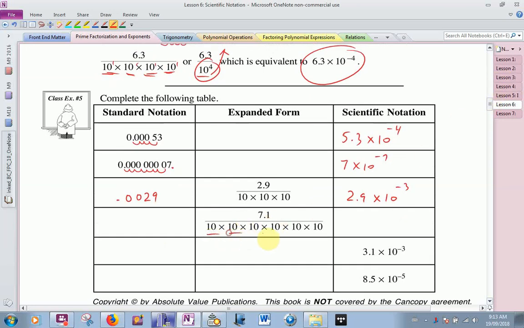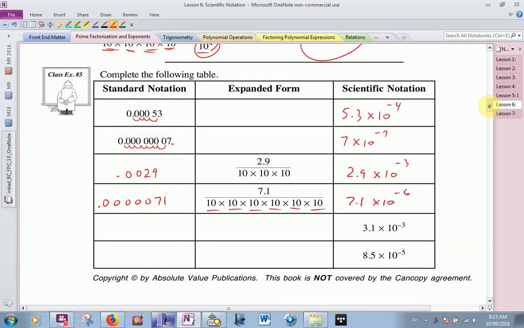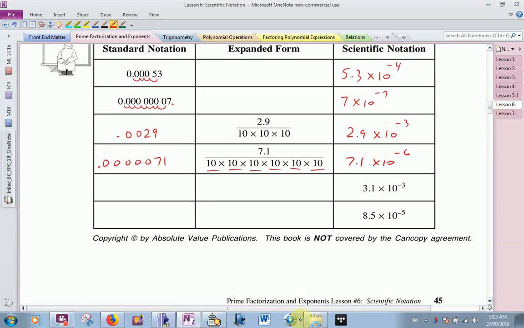7.1 dividing by 10, 1, 2, 3, 4, 5, 6 times. So move it 6 spots. 1, 2, 3, 4, 5, 6. Same number. Okay? Do I need to do any more?